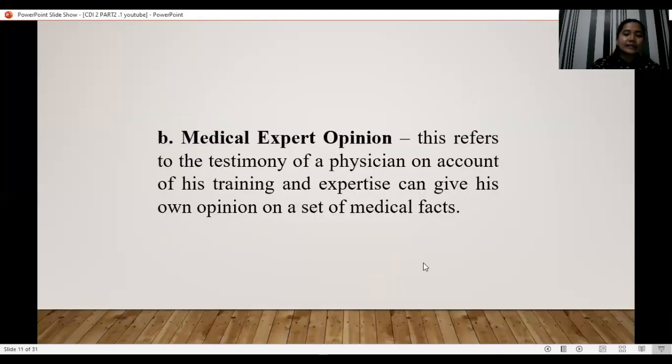So what is medical expert opinion? When we say medical expert opinion, this refers to the testimony of a physician who, on account of his training and expertise, can give his own opinion on a set of medical facts.